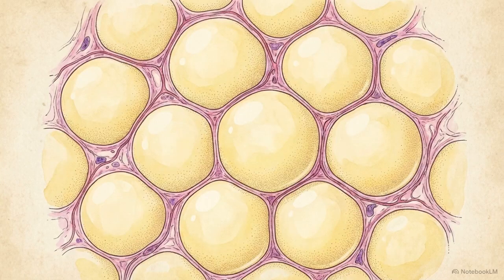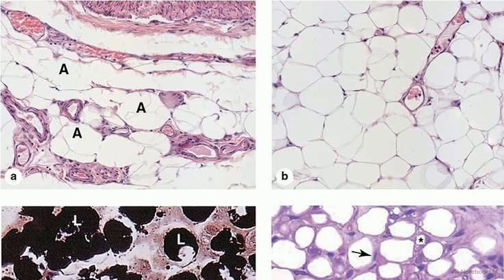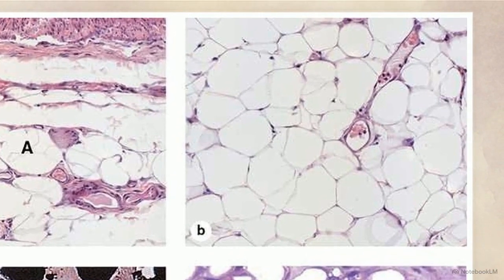We'll begin at the microscopic level with mature white adipose tissue, or WAT. These micrographs show typical WAT in standard H&E sections. The unilocular cells are occupied by a single lipid droplet measuring 50 to 150 micrometers, which displaces cytoplasm and forces the nucleus against the membrane, creating a signet-ring appearance.